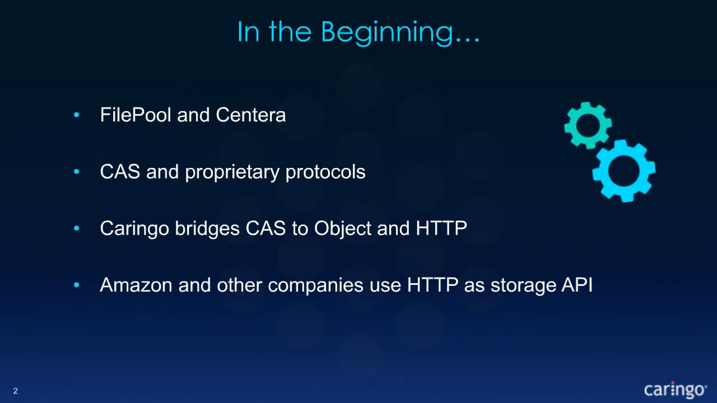inception. That product was eventually, and that company was eventually sold to EMC, and they released it and built it out as the Centera. So that's really in the beginning, and that is one of the reasons why, even with the first generation of Caringo products, we refer to that as second or third generation CAS and then object storage.